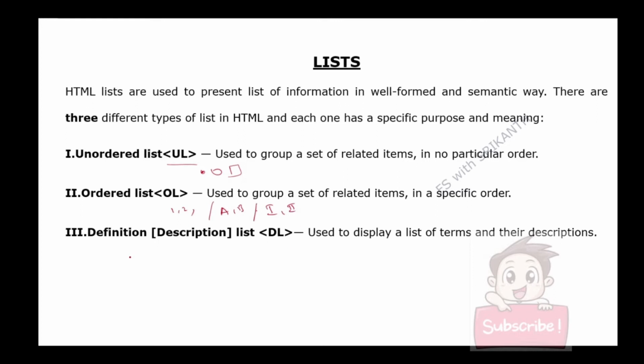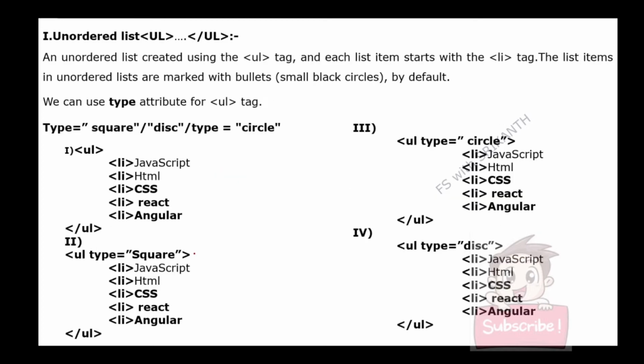And definition format means we can give a definition for one particular data term, with an explanation. So in this way we are going to discuss. First, we are going to discuss lists. The first one is the unordered list. What is an unordered list? It is created with the help of the UL tag. UL stands for unordered list. By default this type of data is printed with bullets. With the UL tag, we can represent our data in a bullet format, right?